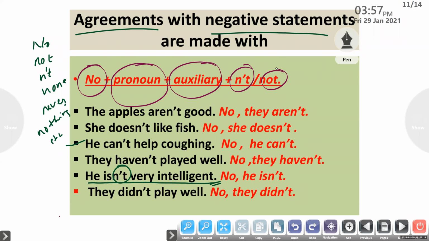So the statement is, he isn't intelligent. I request you to agree with the statement. So apply the formula here. No, he is not. No plus pronoun plus auxiliary verb plus n't. No, he isn't. Agree? Yes, ma'am. Look at the last question. Don't get confused. If it is an agreement, you should say no.